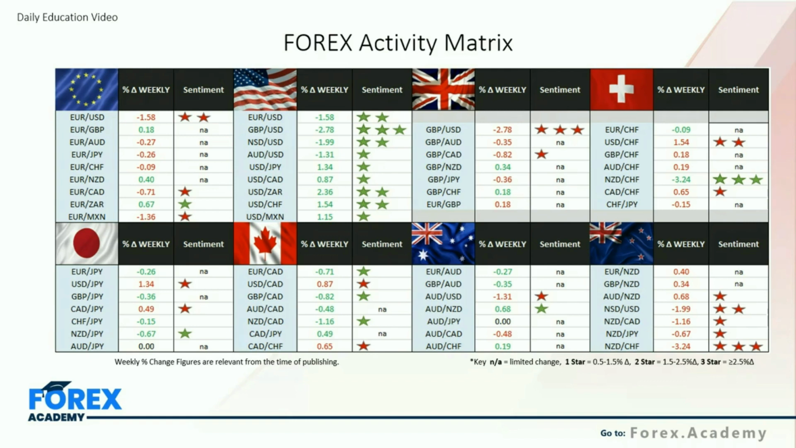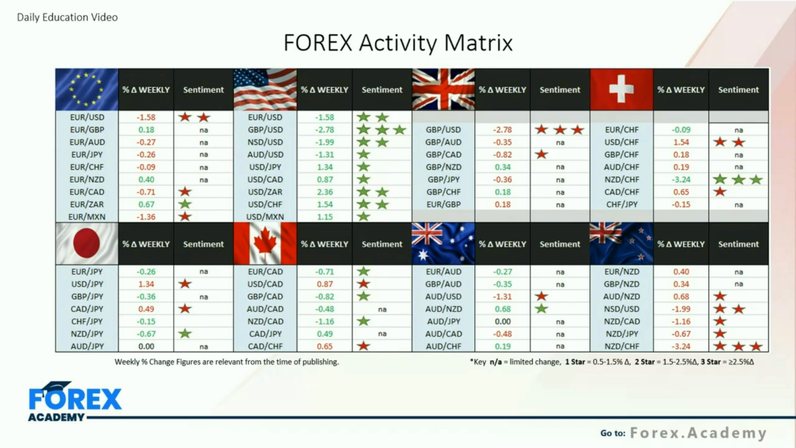Again, with the sentiment, you can see that the New Zealand dollar is particularly weak against all of the majors this week. Particularly, we see it depreciate 3.24% in one week against the Swiss franc. That is a very, very big move indeed. That would indicate to me that there's some Swiss franc strength, and particularly a lot of weakness in the New Zealand dollar.